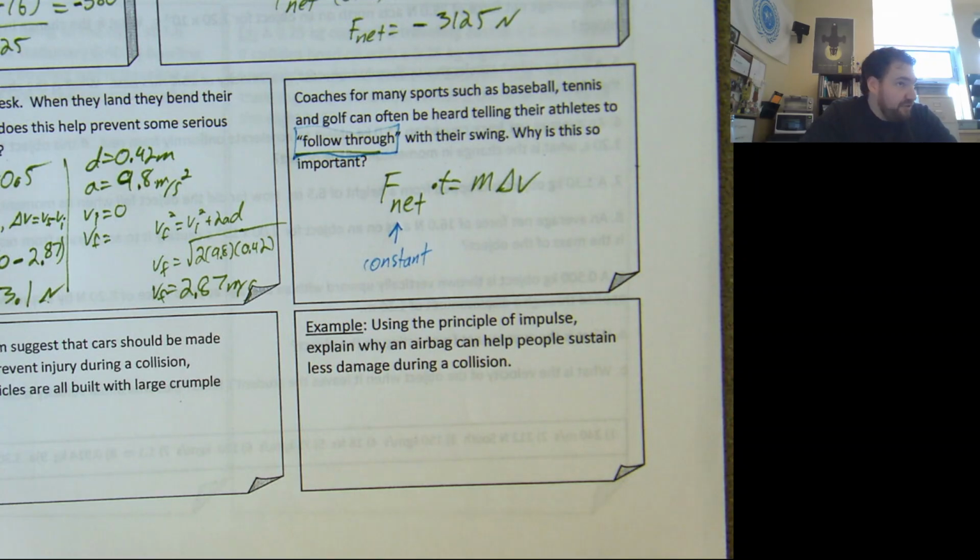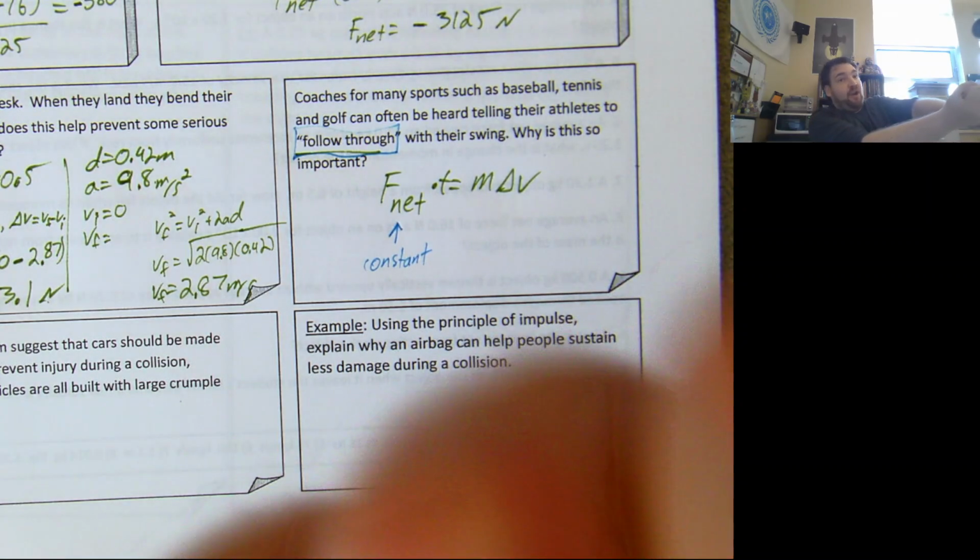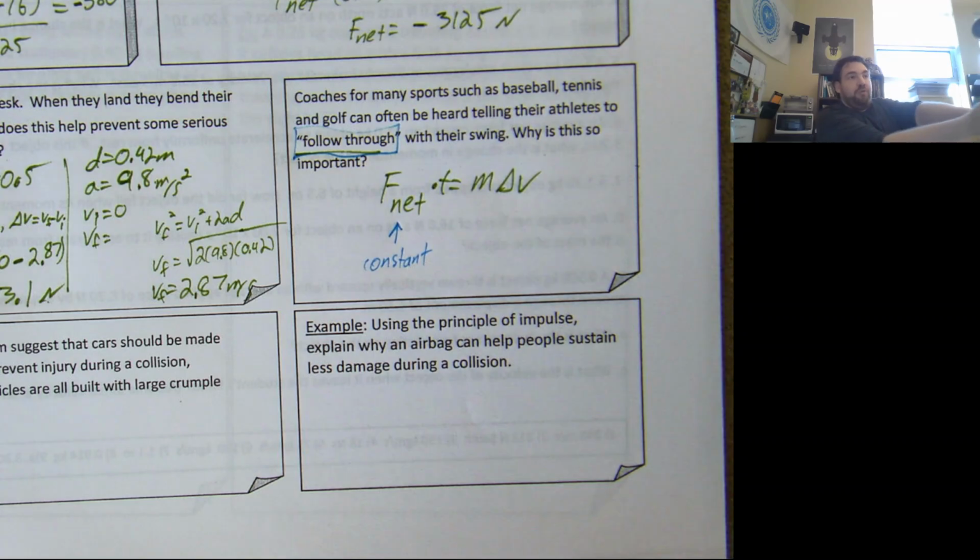So for those of you who are uncertain about this term follow through, it's bat to ball, I swing, I don't hold my swing back at all, the swing goes all the way through the ball, comes out the other side, and the ball's now ideally moving that way.